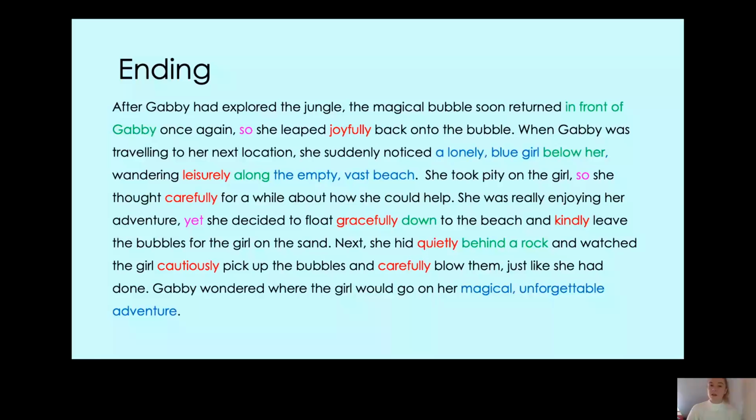Wandering leisurely, okay, wandering aimlessly, wandering slowly along, so there's my other adverb of place, the empty, vast beach. The sandy, hot beach. The empty, long beach. Okay, so there's lots of different expanded noun phrases that you could use.